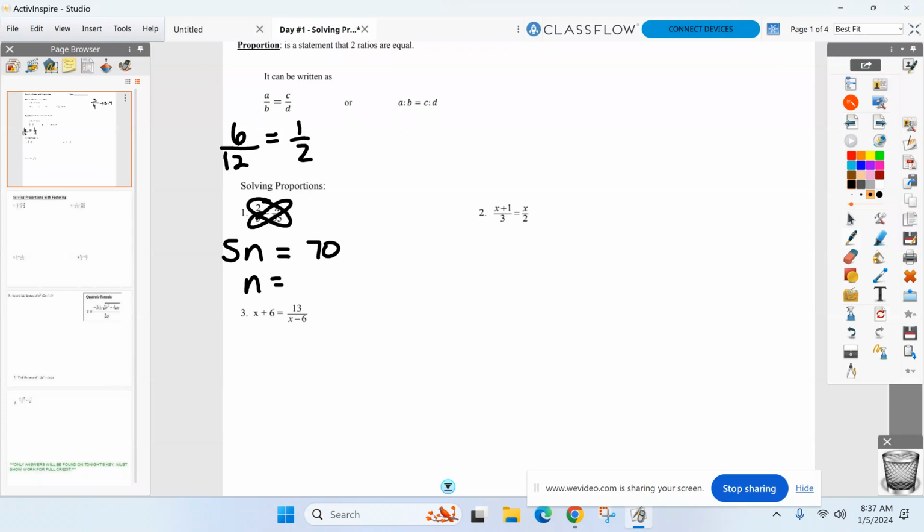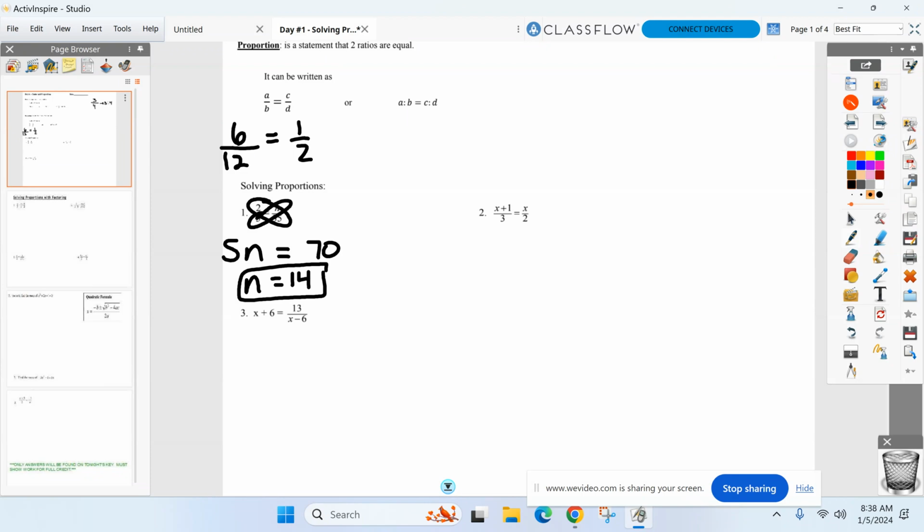So n is equal to 14. So that's what we're doing today, and this entire unit is taking a proportion, solving it by cross multiplying, but we're going to have some trouble in a minute. So let's do number 2 here.